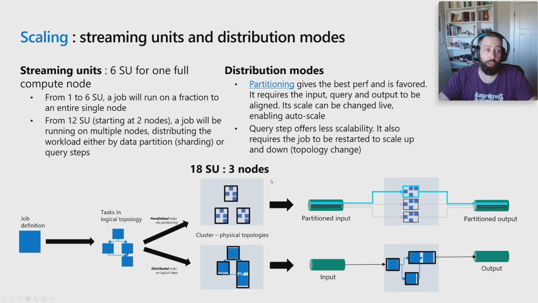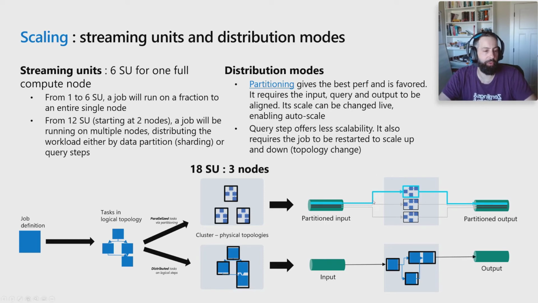If you need to stop the job to change the streaming unit count, it means that you're on the second mode. You're running distributed along query steps, and we cannot do that live because it means redistributing the topology, and we don't have that yet. We don't support that yet.